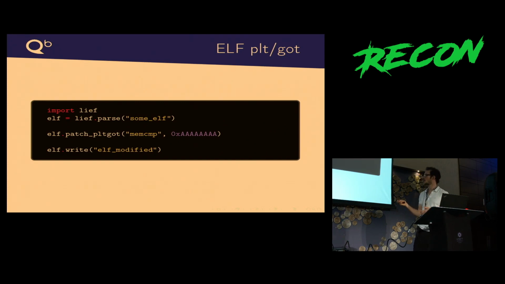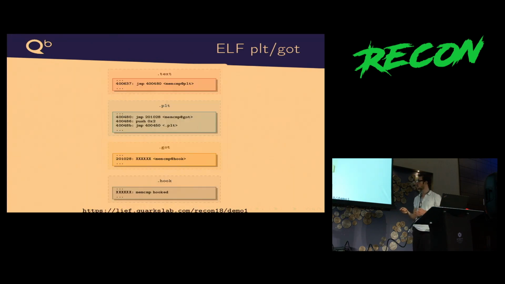So using LIEF, you can use the patch PLT-GOT method. You specify the symbol and the address of the hooking function, and you reconstruct the program. Now the flow of the program is the following. First we jump into the PLT, then we jump into the GOT, but we patched this value, so now it will jump into the hooking function.